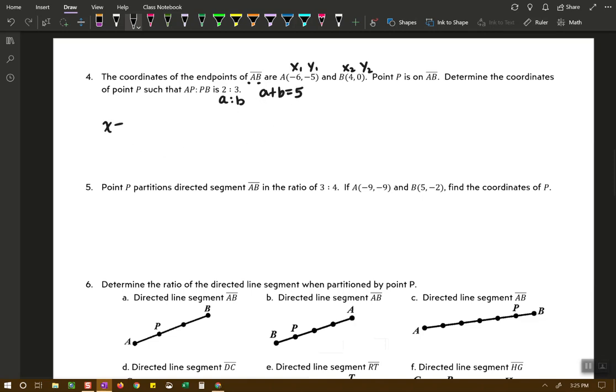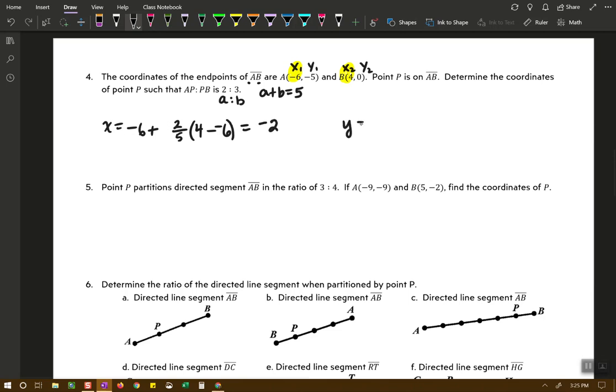Okay, so to find x, we have to start at x1, which is -6, plus a, little a, which is 2, a plus b, which is 5, times x2 minus x1. So here's x2, and here's x1. That's 4 minus a -6. This is 4 plus 6, 10 divided by 5, 2, times 2, 4, -2.